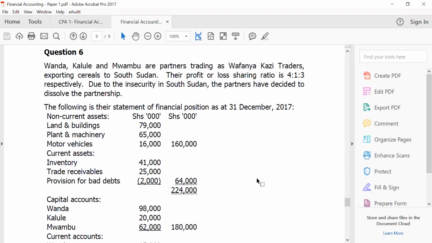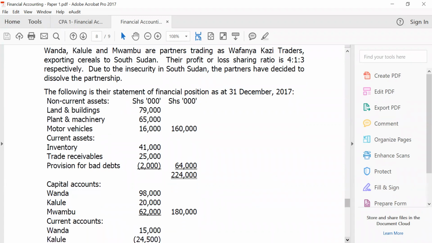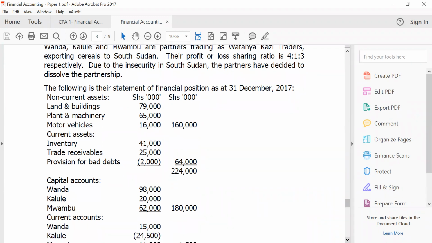So they're telling us that Wanda, Kalule, and Mwambu are partners that are trading as Wafanya Kazi Traders, and they're exporting cereals to South Sudan. Their profit or loss sharing ratio is 4:1:3 respectively. Due to insecurity in South Sudan, the partners have decided to dissolve the partnership. The following are their statement of financial position as at 31st December 2017, and this is definitely before they wind up.